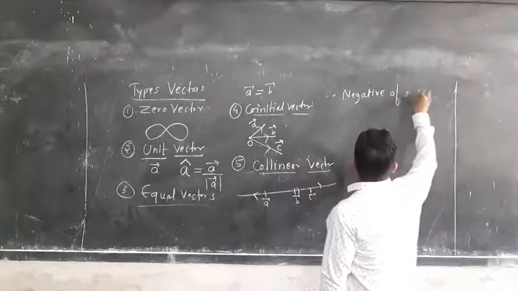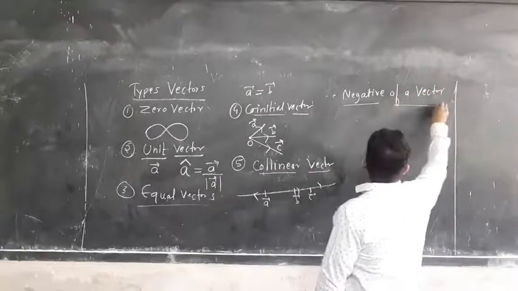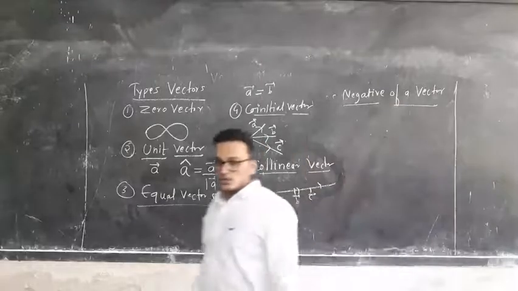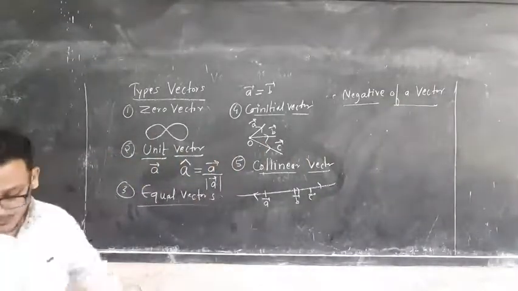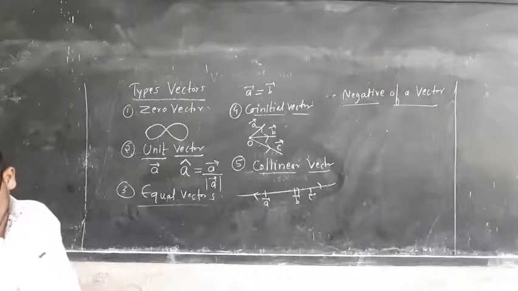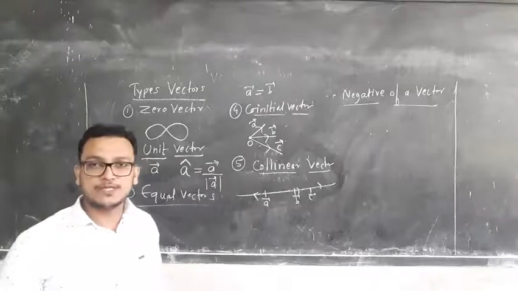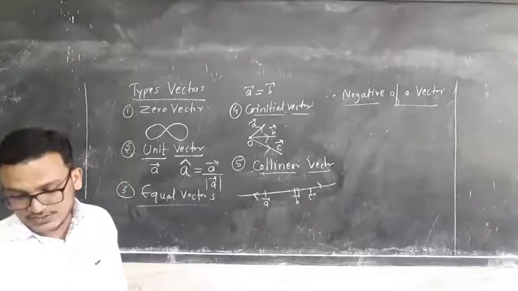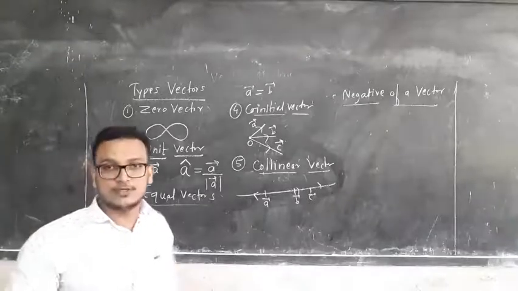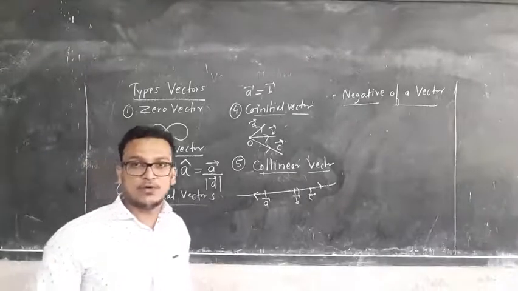Negative of a vector. Now, negative of a vector means what? A vector having the same magnitude as that of the given vector and direction opposite to that of it, then that vector is called the negative of a vector.